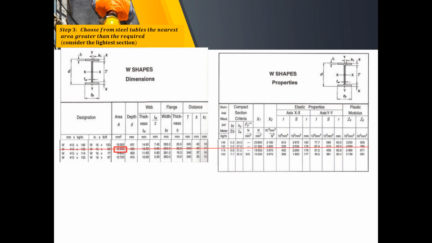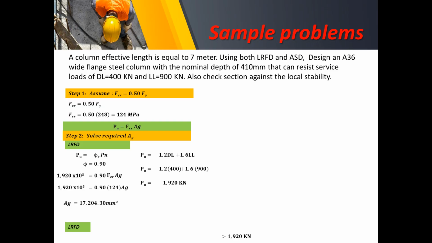We have an area of 16,900, Rx of 178, and Ry of 63.2. So we do the same procedure. We check the adequacy of the trial section. This time it is 410 by 132.